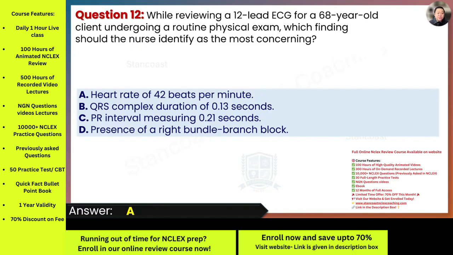Now, for you to answer this question correctly, always prioritize symptoms and signs that can reflect impaired circulation or oxygenation, like severe bradycardia. Now, if a finding could compromise cardiac output, or let's say oxygen delivery, like a dangerously low heart rate, this is something that you should address first. Now, on the other hand, those other mild changes in conduction, such as slightly prolonged QRS and PR interval, often reflect normal aging and generally are less urgent unless they cause any symptoms.